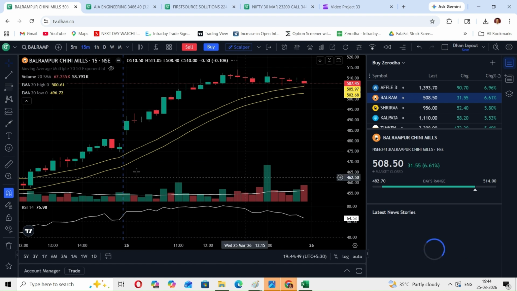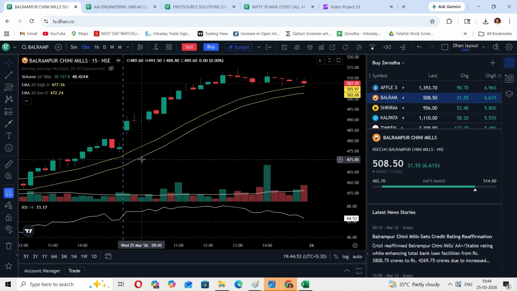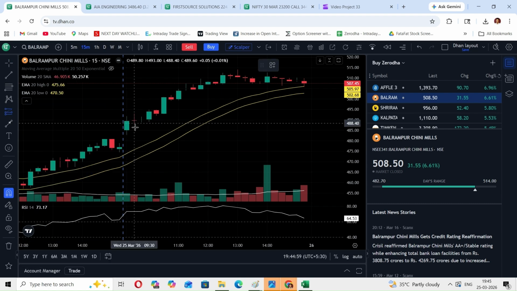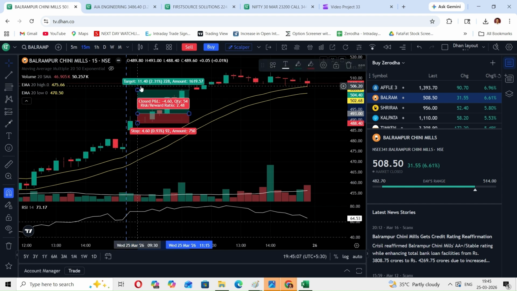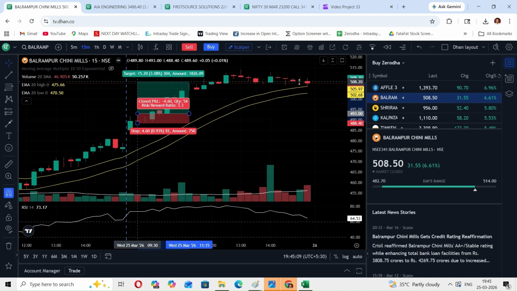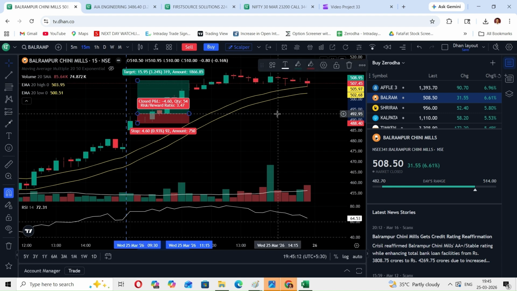Again see here, the next trade was in Balrampur Chini, that was the stock as per our scanner. So at the high here you would have taken a trade, because the RSI value is above 60, the RSI value is 73.17. At the high of this particular candle you would have executed the trade, the low will be the stop loss, and if you exited at the end of the day you would have got 1 is to 3.5 profit.